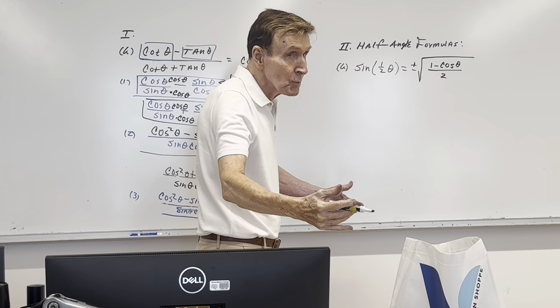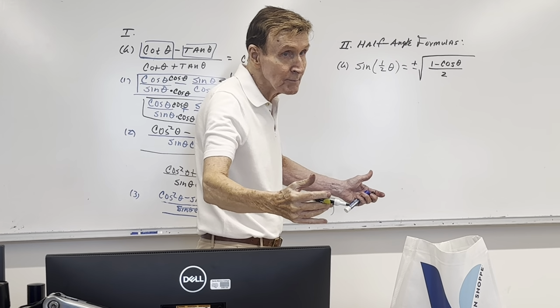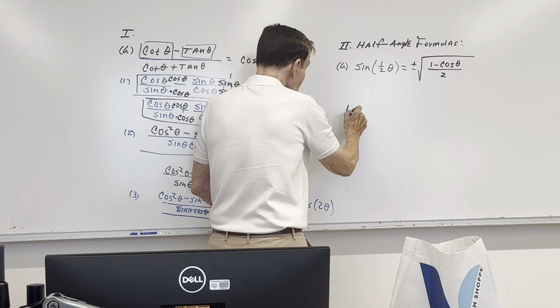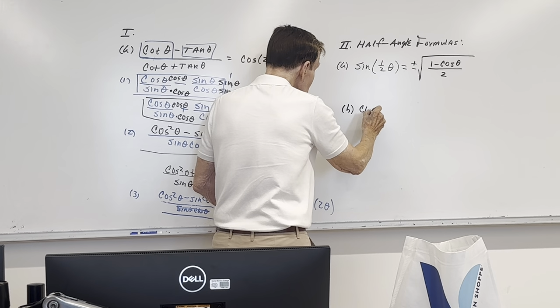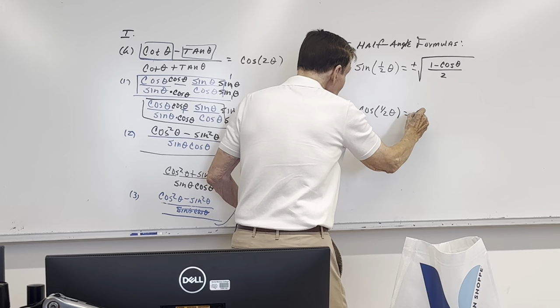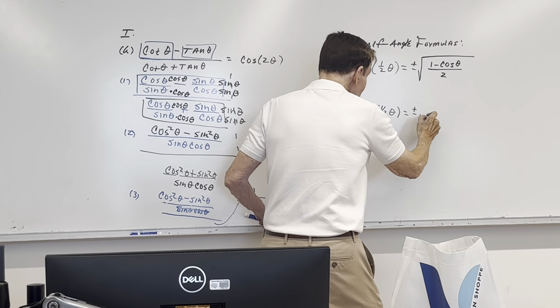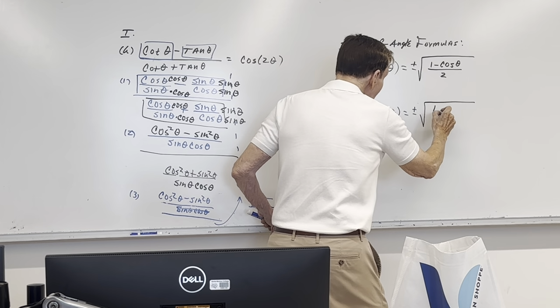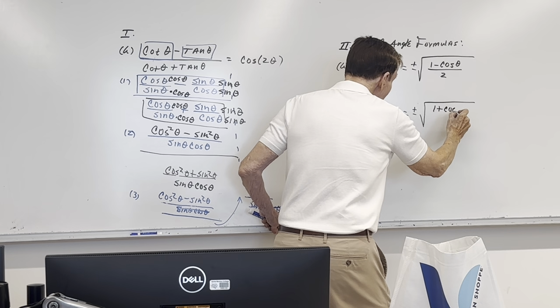Now, I could show you where it came from, derive it for you. And I think I listed one more. Yeah, it would be cosine half theta. Cosine one half theta, half angle, plus or minus again, and that was the root of 1 plus cosine theta over 2.